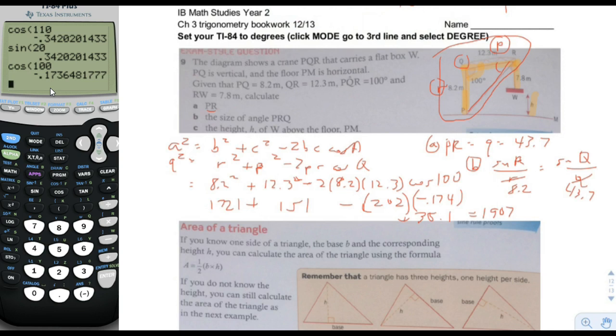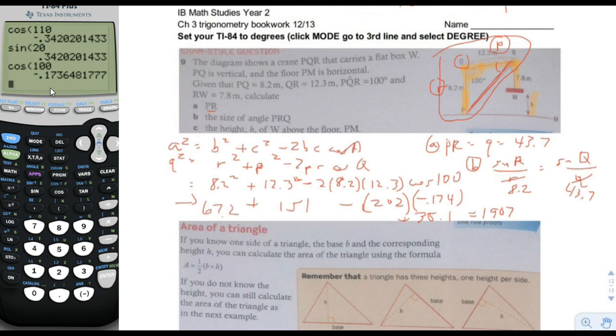Something's wrong. 43.7 is way too big for PR, isn't it? Look at that. That can't be 43. I must have done this addition wrong. Let's try that again. Oh, look at that. 8.2 squared can't be 1721. It's 67.2.